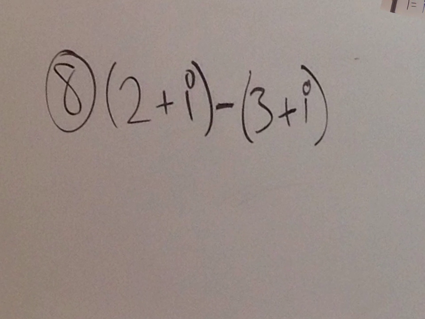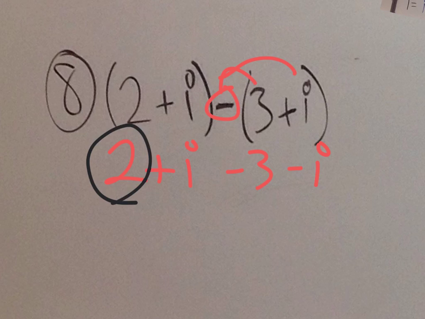Number 8, we're subtracting. It's just combining like terms, guys. Go ahead and distribute that minus sign. You have a minus 3, a minus i. Bring down the 2, the plus, the i. So you have 4 terms right there. Let's combine the numbers with the numbers, the real part first, because on complex numbers, you want your real part first. I have 2 right here, negative 3 right here. That's going to be a negative 1.